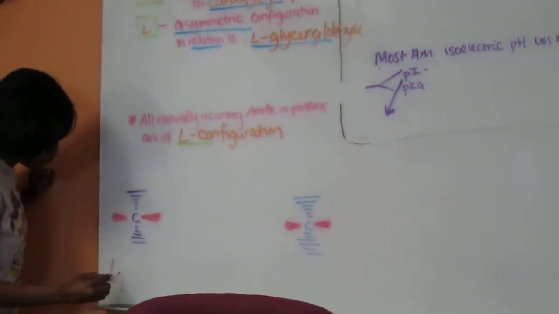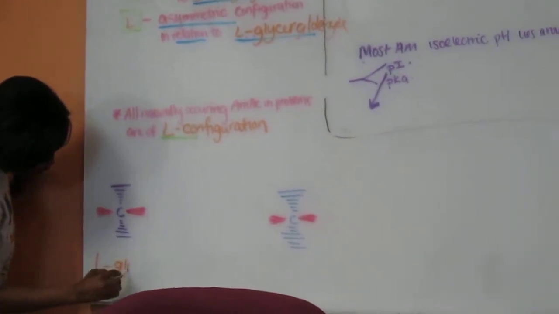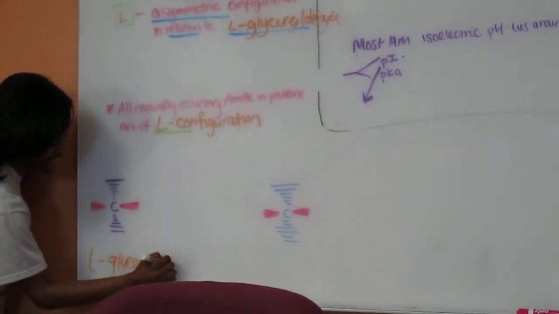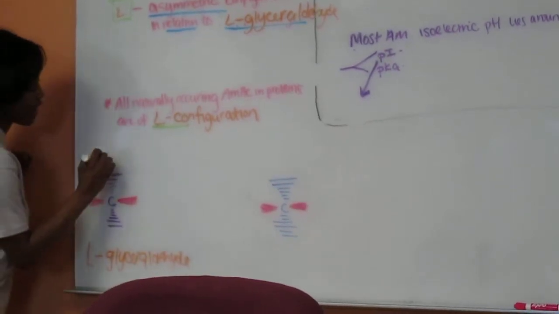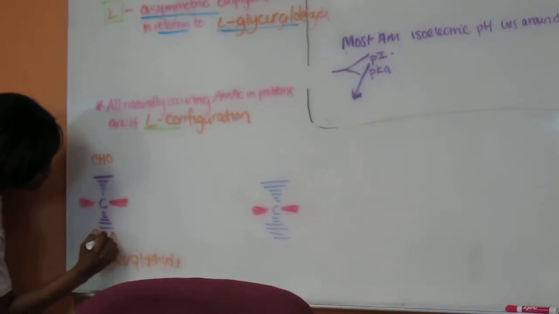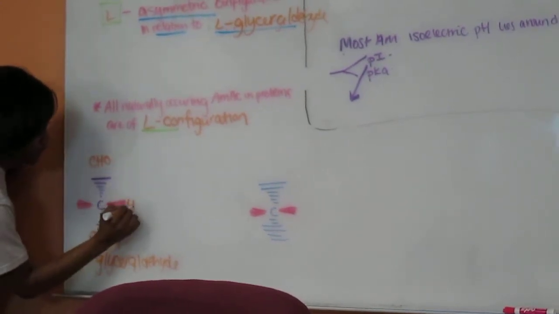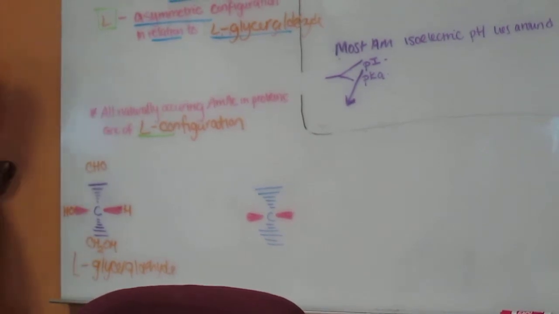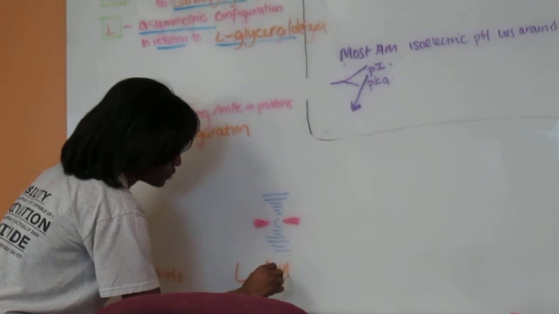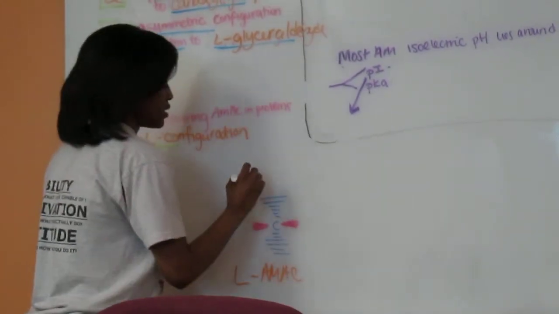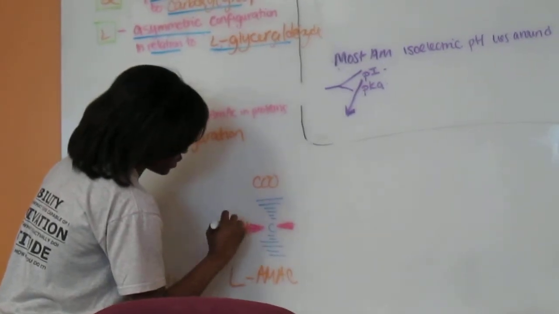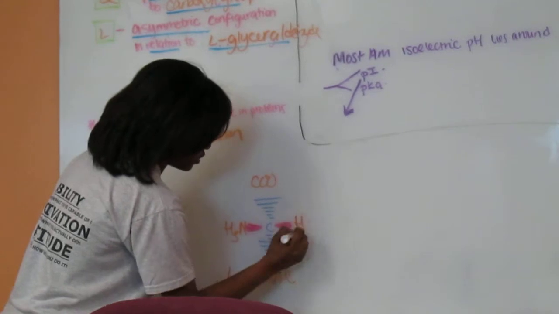Here is an example of an L configuration glyceraldehyde. You have CHO, CH2OH, H, and OH. And then you have an L amino acid, which is COO, NH3, H, and R.